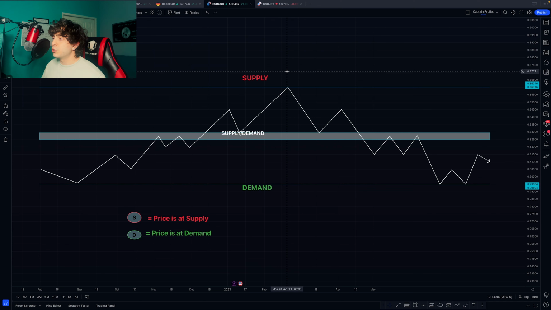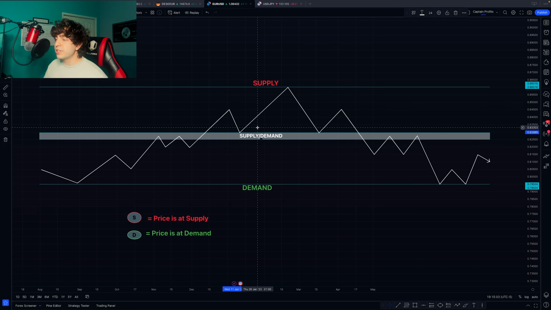Here I've drawn out a visual example to use. At the top here we have supply, and then at the bottom we have demand. But you also see here in the middle we have supply and demand. This is because these supply and demand levels can act as either or. Now I get it, I'm sure that sounds confusing, but I assure you it's not. Let me show you what I mean.